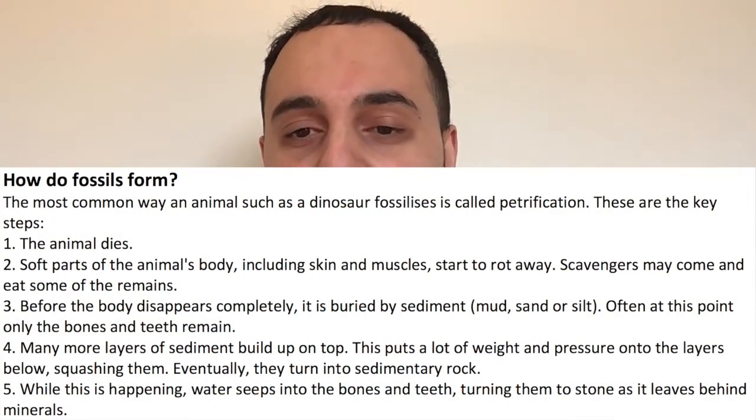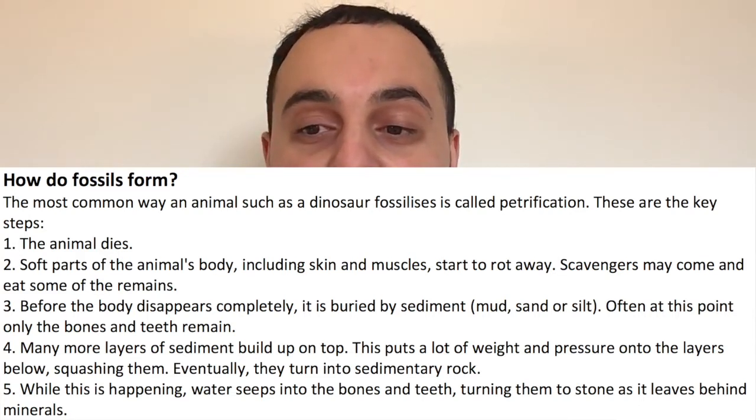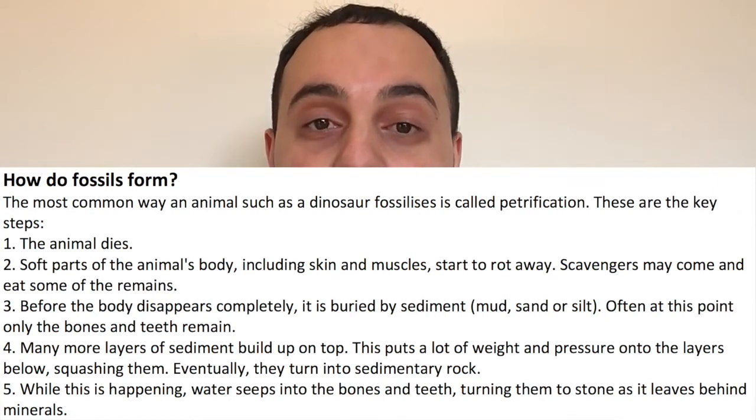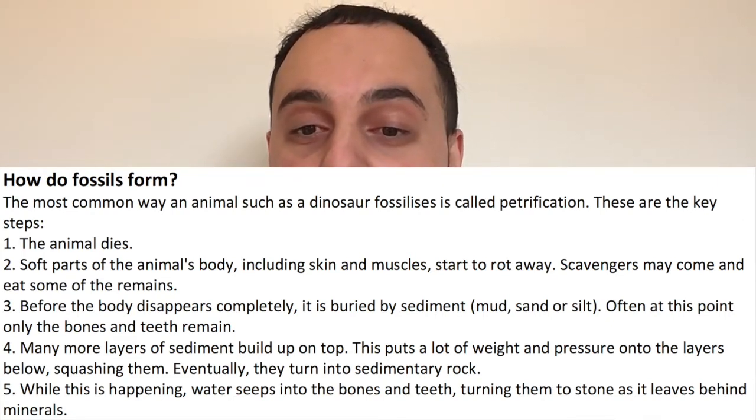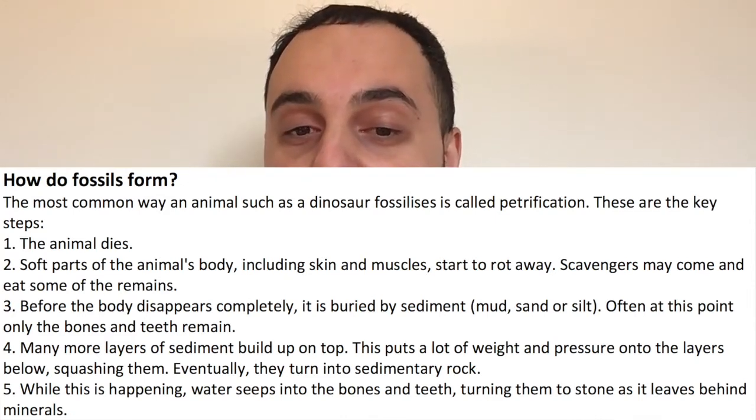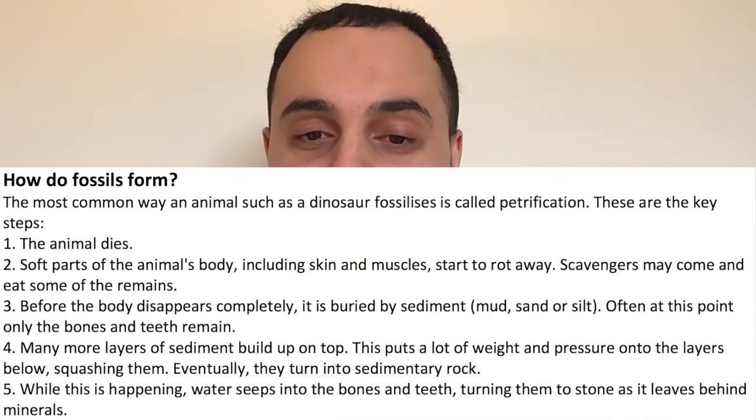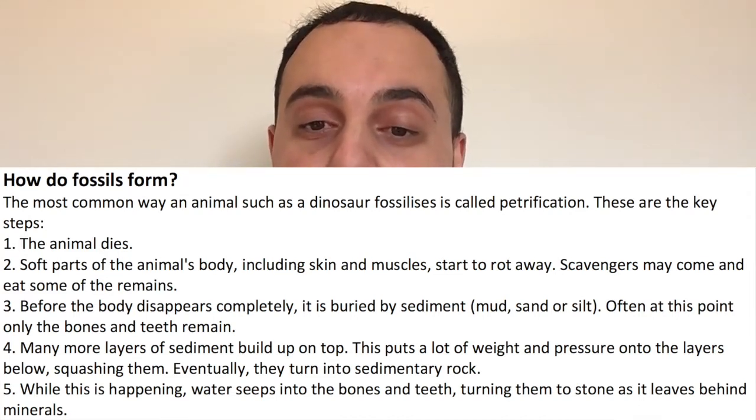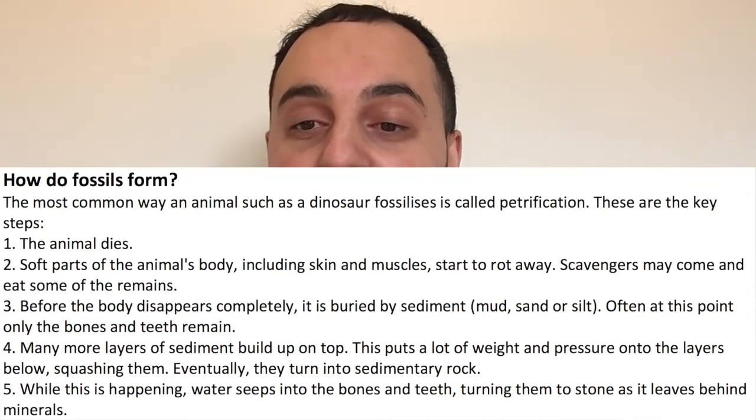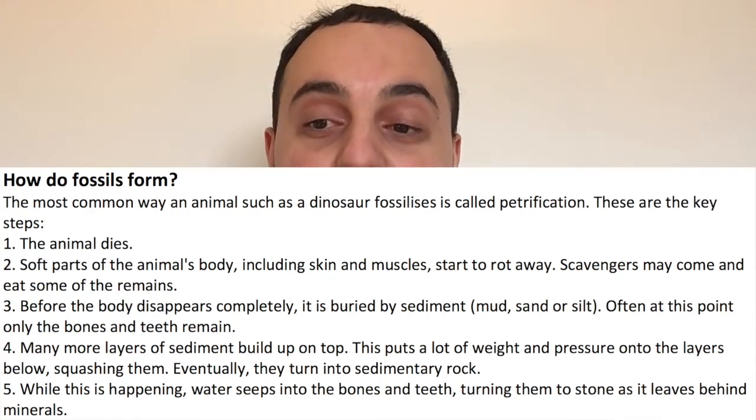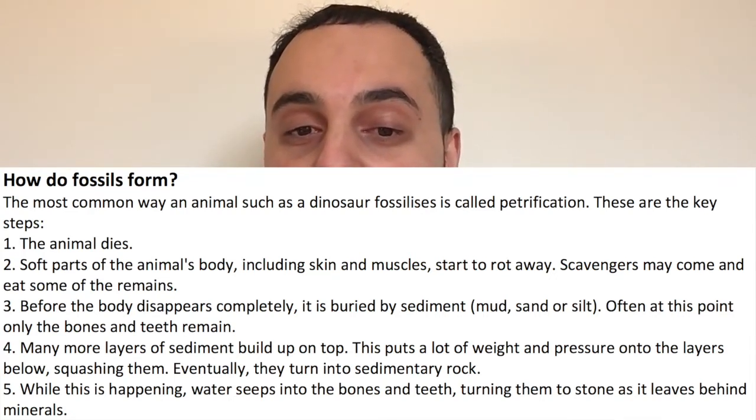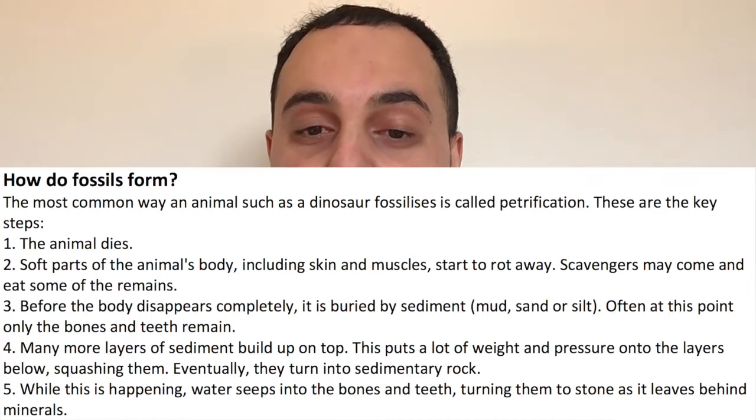How do fossils form? The most common way an animal, such as a dinosaur, fossilises is called petrification. These are the key steps. 1. The animal dies. 2. Soft parts of the animal's body, including skin and muscles, start to rot away. Scavengers may come and eat some of their remains. 3. Before the body disappears completely, it is buried by sediment, mud, sand or silt. Often, at some point, only the bones and teeth remain.